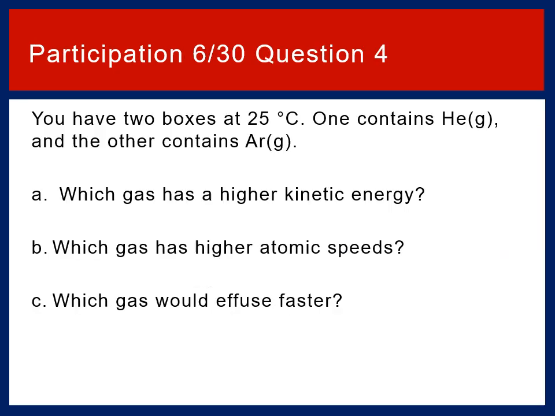Participation 630, question 4. You have two boxes at 25 degrees Celsius. One contains helium gas and the other contains argon gas. A, which gas has a higher kinetic energy? B, which gas has higher atomic speeds? And C, which gas would effuse faster? This is the fourth question on participation 630, due Tuesday, June 30th at 11:59 p.m. over on Blackboard. The link to the assignment is right below the links to these videos.